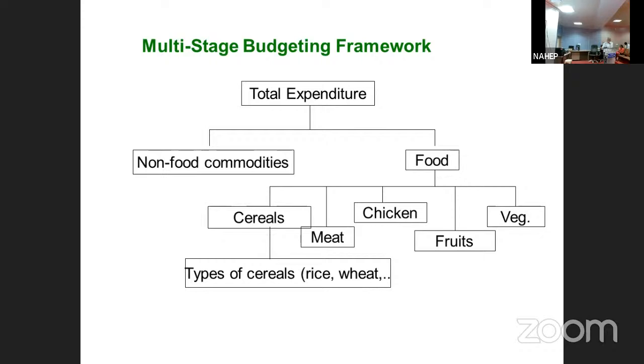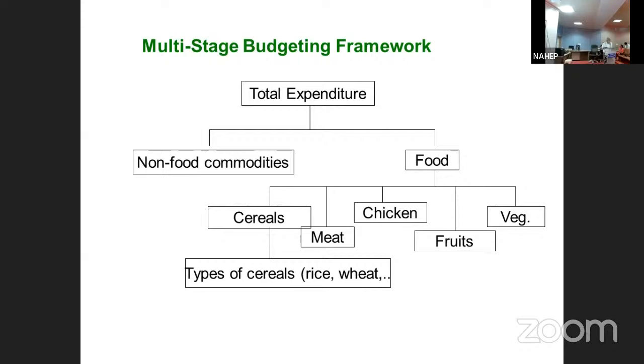If you are poor, you buy potato more. If you are richer, then you buy some green vegetables. If you are still richer, you buy mushroom and so many salad, pasta, and so many costly items from here. Okay? That way we decide and prioritize our expenditure.